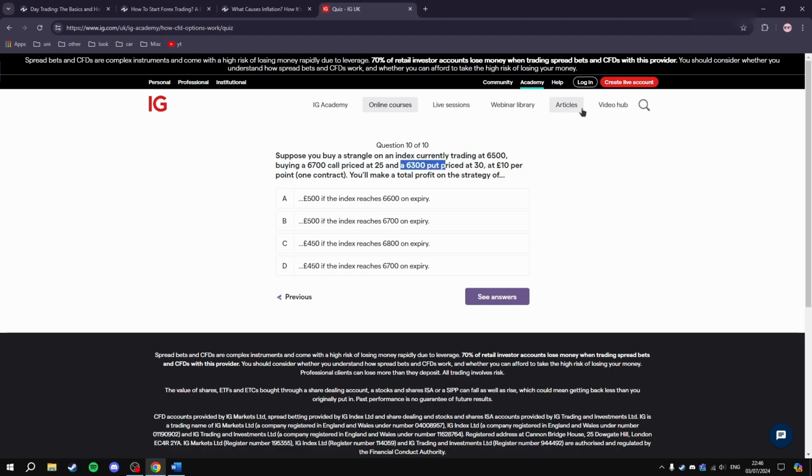6,300 put. So you're trying to sell it. 6,300 put. But that's only if it's below it. No way, it needs to be above it, so you can sell it for more than what the market is paying. I'm so confused on this one.